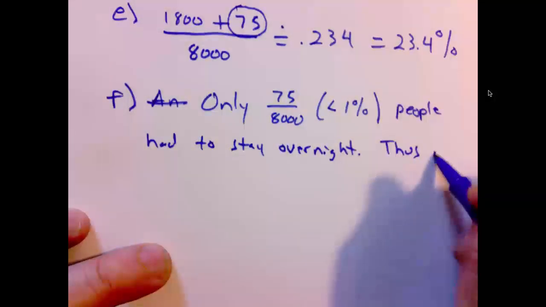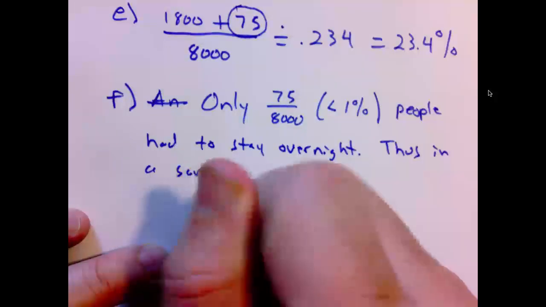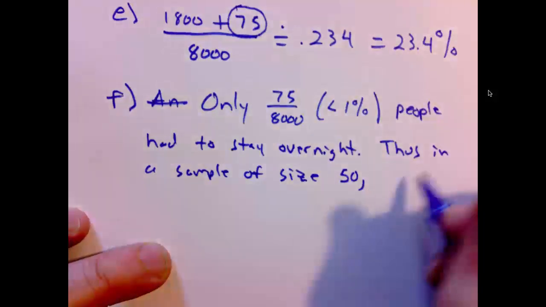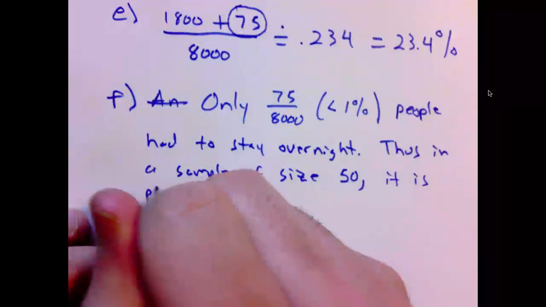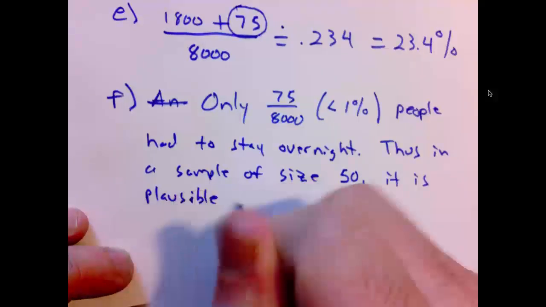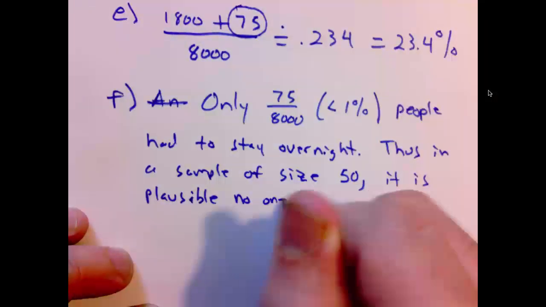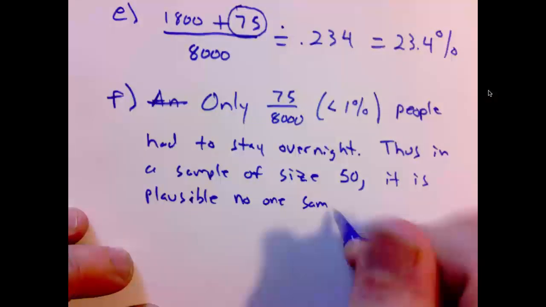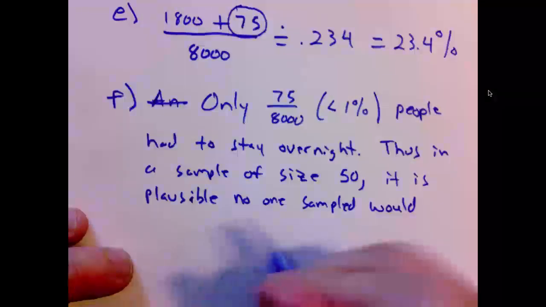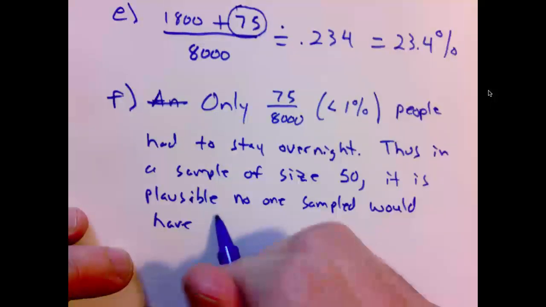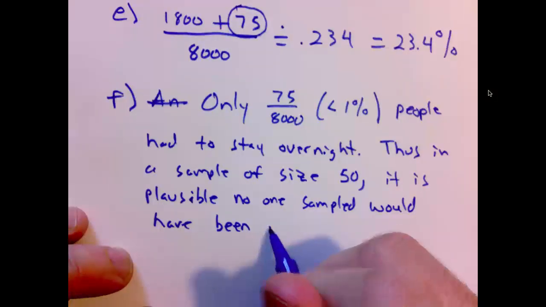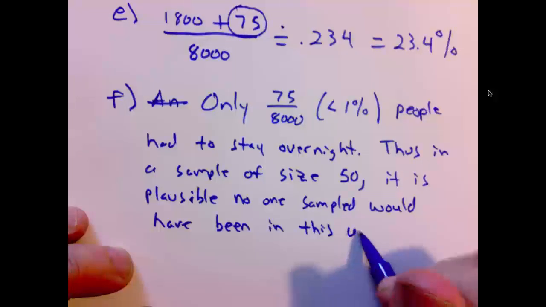Thus, in a sample of size 50, it is plausible no one sampled would have been in this unfortunate group.